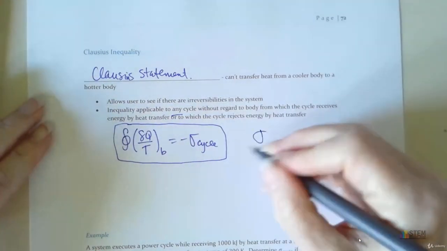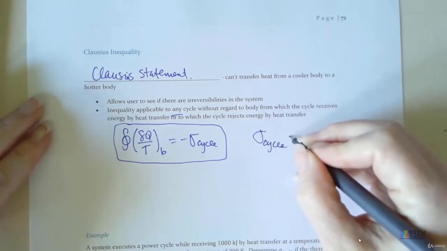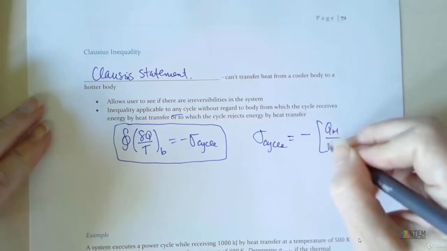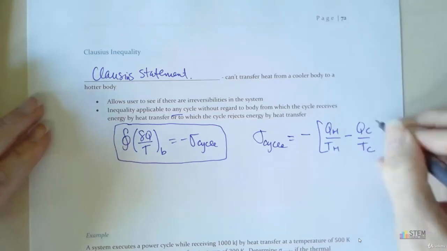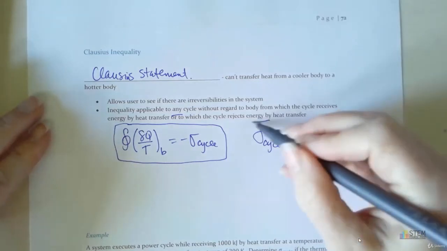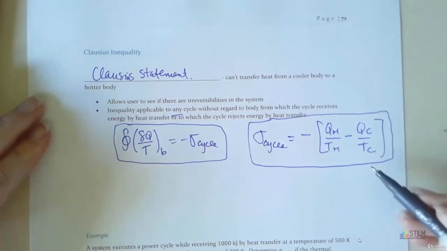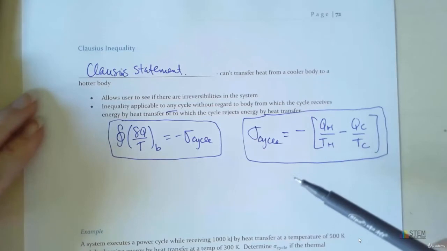Using all of this, if you were to go through and do all the math, the equation that we're going to use that goes along with the inequality is that sigma cycle is going to be negative QH over TH minus QC over TC. So this is the one we are going to use. So not too bad, right? This one looks a lot better than this. So we'll use this one.